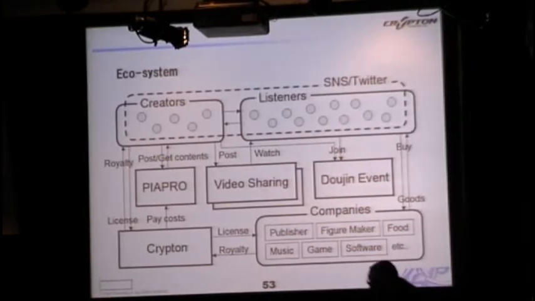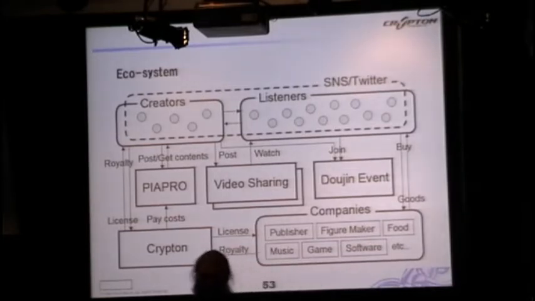This diagram represents the system of how creators and listeners and other parts, other organizations would interact with each other in creating work with Hatsune Miku. We think of it as an ecosystem, and we do refer to it as an ecosystem.